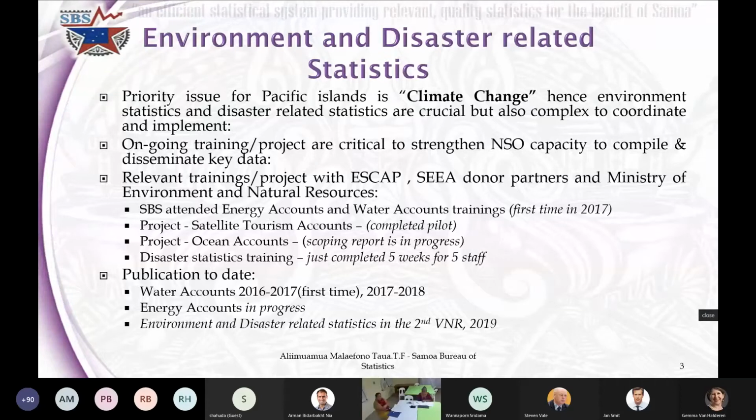And we just completed disaster statistics training that 5 of our staff managed to enroll in online. And we are thankful that there is still opportunity out there that our staff can take advantage of using online training. So in our second voluntary national report on SDG, you will see some of our environment and disaster related statistics reported in that. But we are happy to pursue this area because it's very important for us in the small islands.